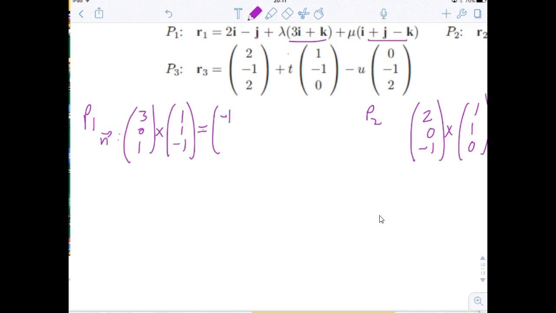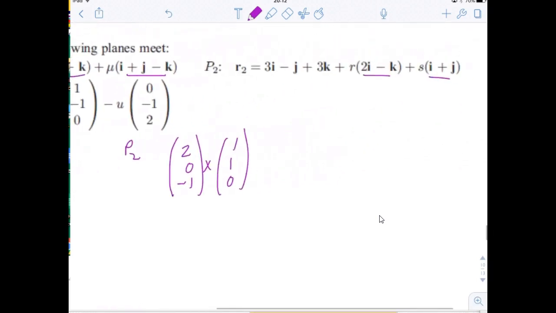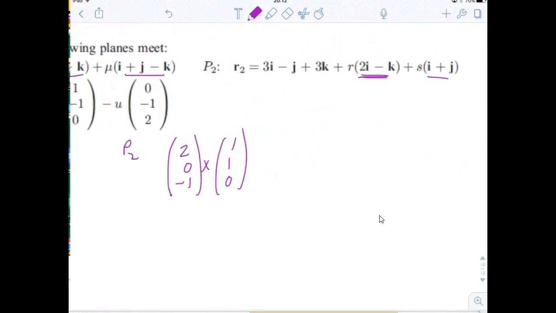For the middle number, we're going to have 3 times negative 1, which is negative 3, minus 1 times 1, which is minus 1, negative 4. But we're going to negate that because it's the middle number, so positive 4. For the last number, we're going to have 3 times 1 minus 0, so it will be 3. Okay? Now for the plane 2, we basically have 2, 0, negative 1, and we have 1, 1, 0. And we're also going to cross product these together to get the normal vector for plane 2.